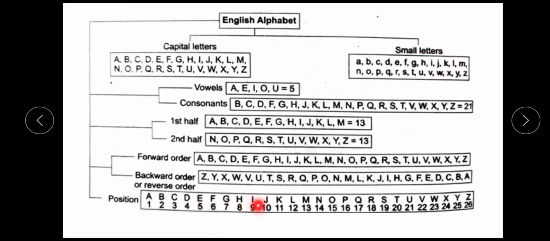These are the positions of the English alphabets. 23 is W, 13 is M, H is 8. These are the positions.